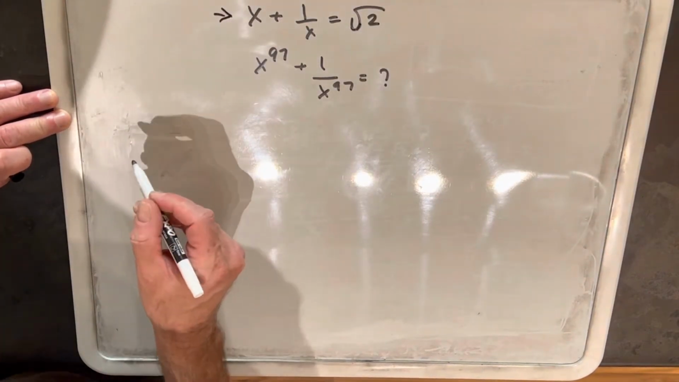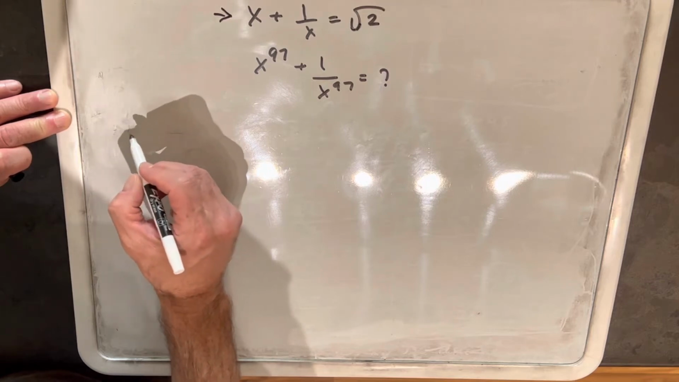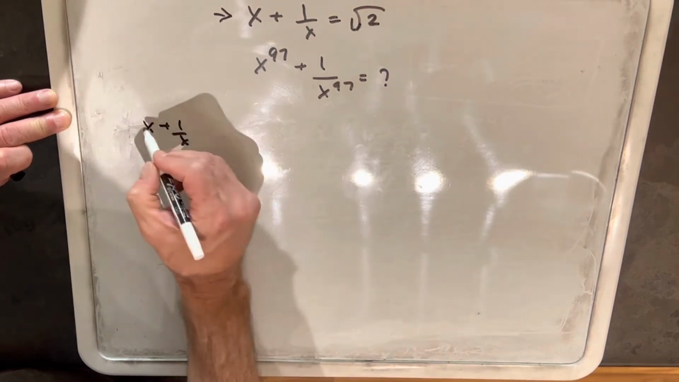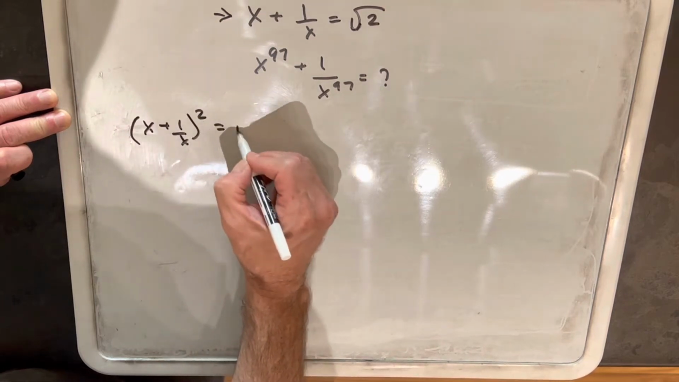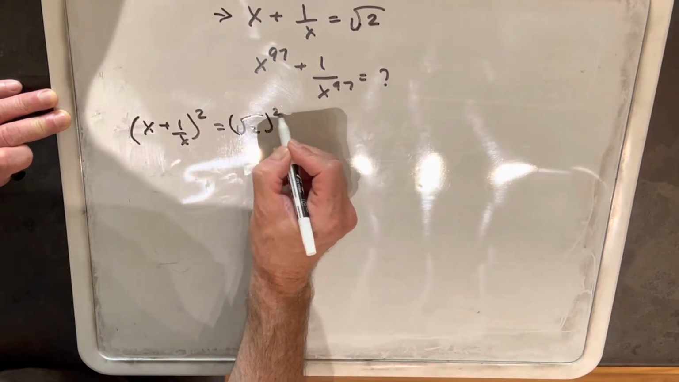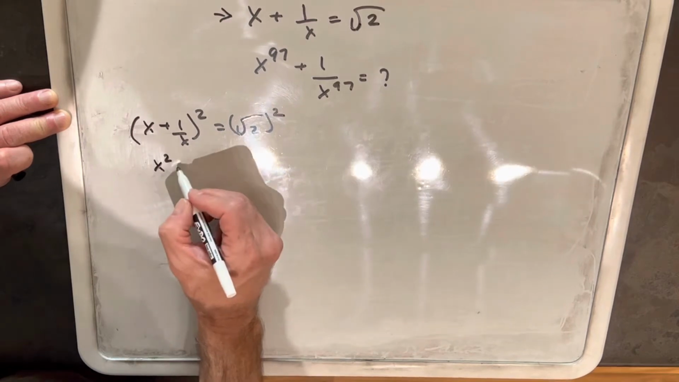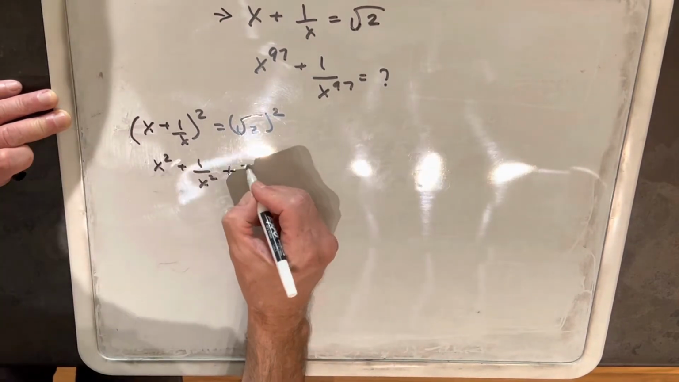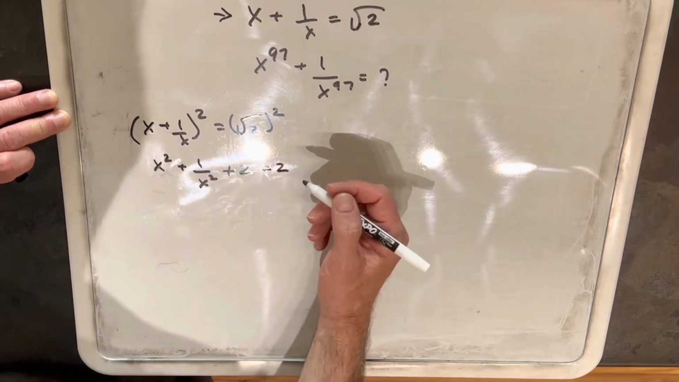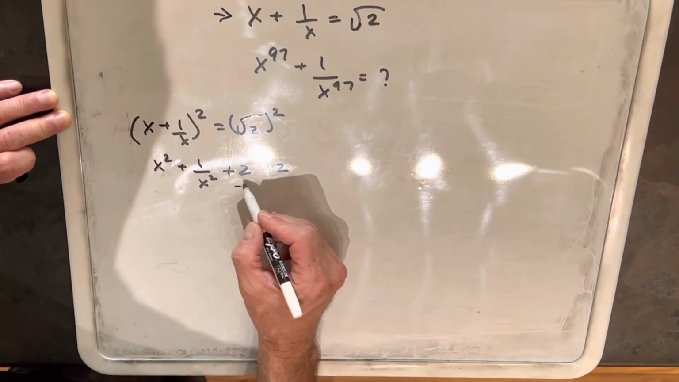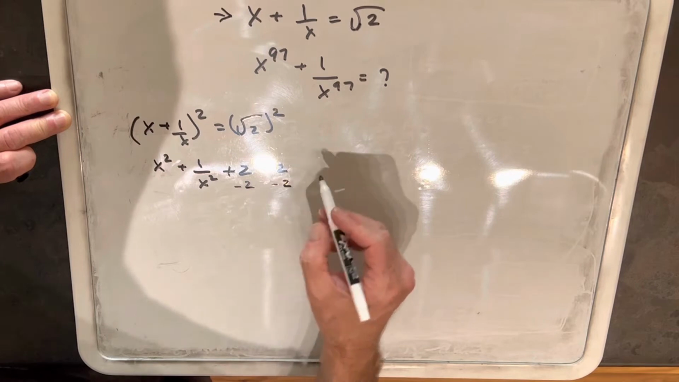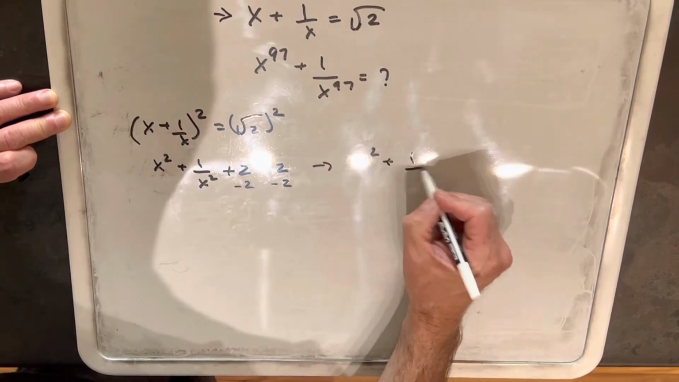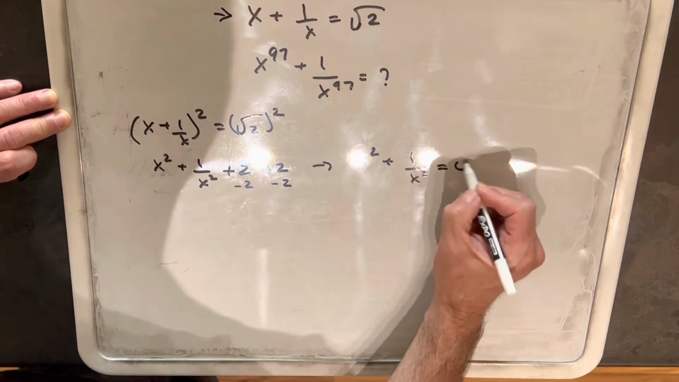Okay, so to start with, what I want to do is take our equation here and just square it to see what we get. Squaring both sides, I'm going to have x squared plus 1 over x squared plus 2 equals 2. And then I'll just subtract the 2 from both sides, and notice then we have x squared plus 1 over x squared equals 0.